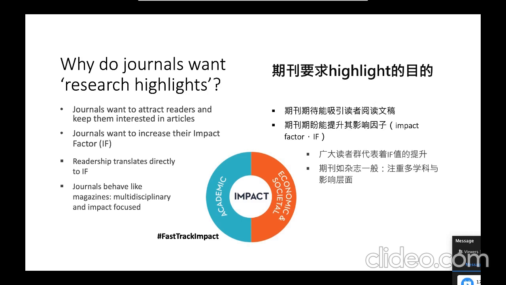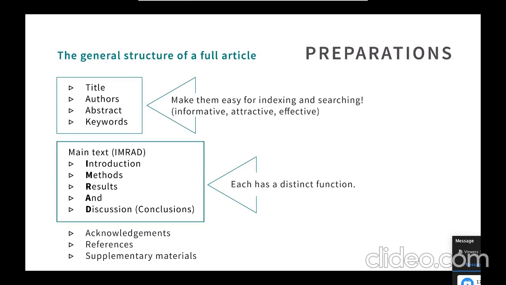And the higher the impact factor of a journal, the more like a magazine it's going to behave. So we want to see, as editors, multidisciplinary, impact-focused articles. And of course, that's not just about academic impact. We're also looking for articles that have economic, and perhaps even more importantly, socio-economic, societal impacts, making a difference to the lives of ordinary people.